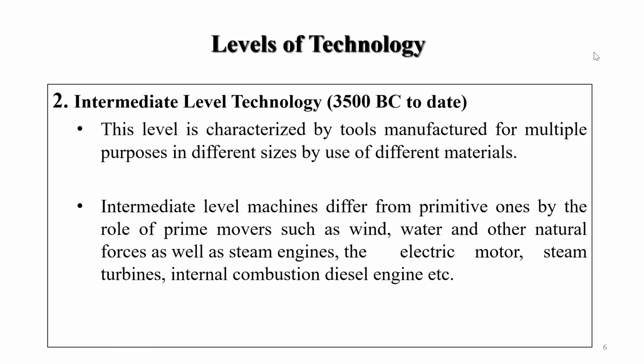Intermediate level machines, they differ from the primitive ones by the role of prime movers such as wind, water, and other natural forces, like the steam engines, electric motor, steam turbines, internal combustion, diesel engine, and all those. So those are the things that characterize the intermediate level technology. So with this, technology went to higher level and more things could be achieved by this level of technology.